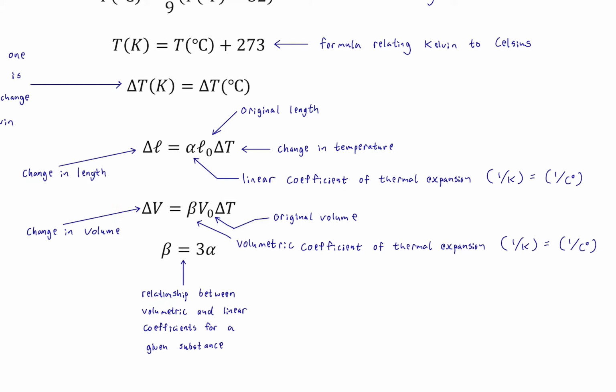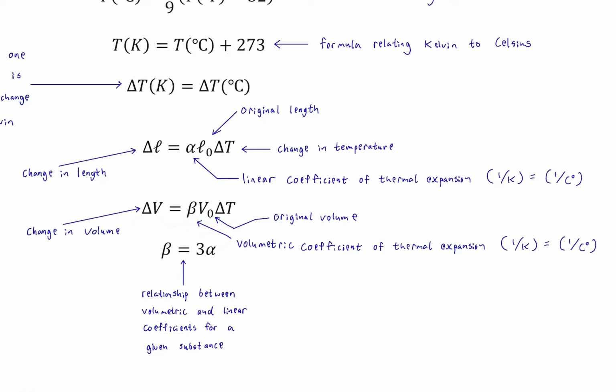When you look up coefficients of expansions for metal, you're really only going to find alpha, which means that you just take that value from a table of common coefficients of linear expansion and multiply it by 3, and now you've got your volumetric coefficient. Then you can use that for a volume increase for your metal block, okay?